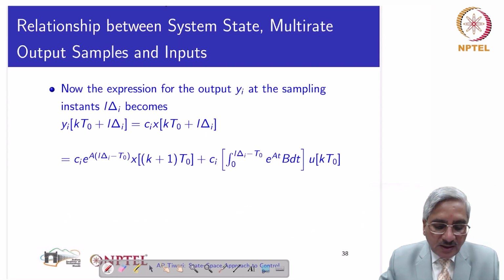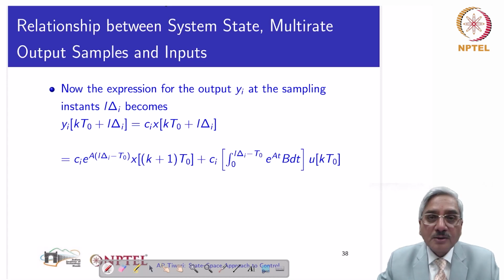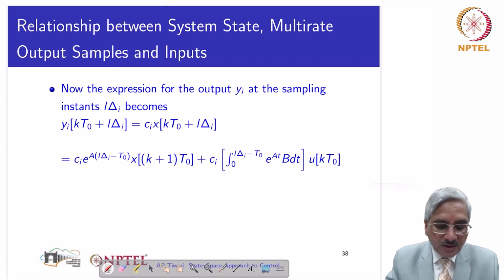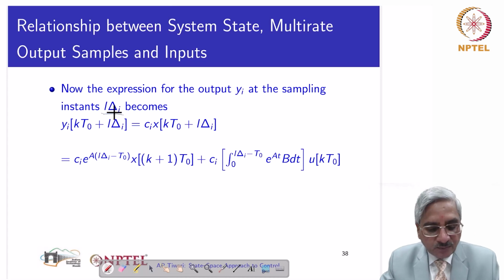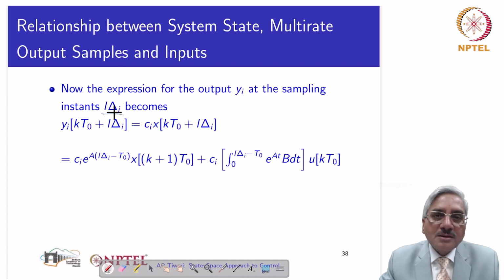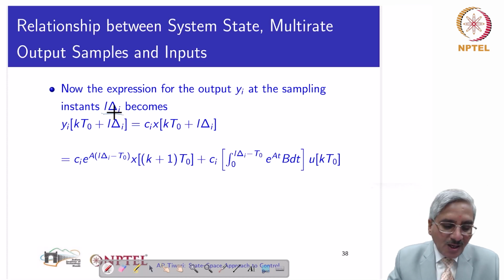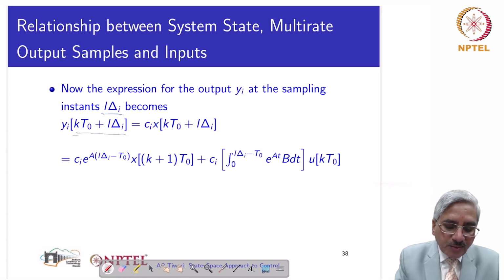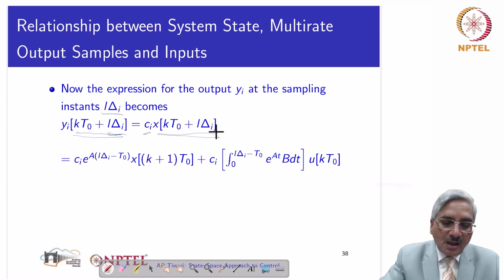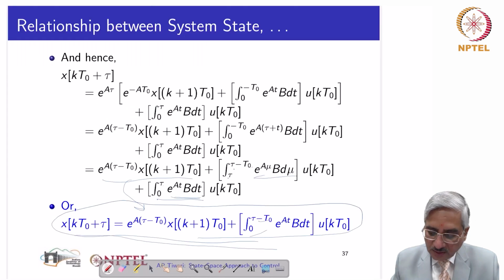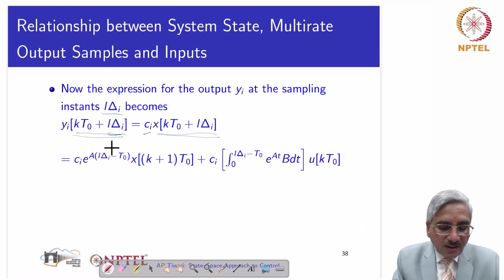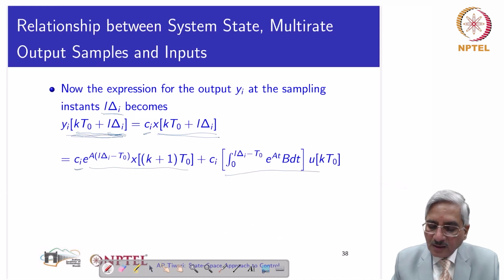So using that, we will get expression for the outputs y at those fast sampling intervals at the L delta I instance. So because y is C times x, or y_i is C_i times x, so y_i(kT0 plus L delta I) will be C_i times x at that instant, and in that we substitute this expression. So we get y_i, this is C_i times this plus C_i times again this.